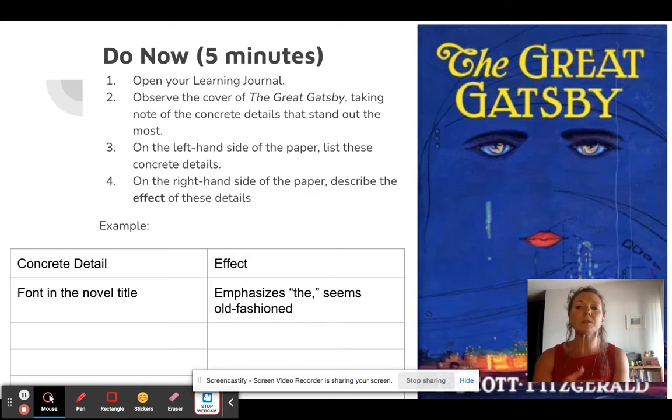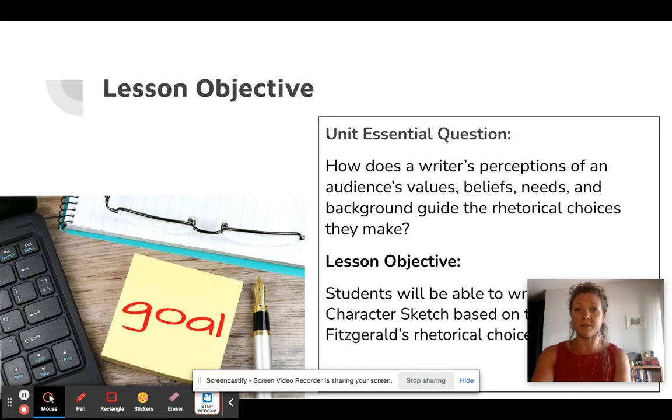So, the reason that we're starting with the cover today is that just like the artist is using these concrete details to appeal to a specific audience, Fitzgerald is also using very specific rhetorical devices to appeal to a specific audience. And so today we have two objectives. We have our overall unit question, which we're trying to address through every lesson, and then we have a specific lesson objective for today. And so Javier, can you please read our unit essential question for us?